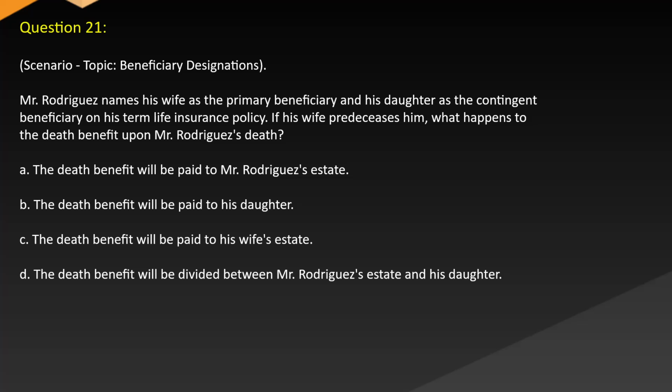Mr. Rodriguez names his wife as the primary beneficiary and his daughter as the contingent beneficiary on his term life insurance policy. If his wife predeceases him, what happens to the death benefit upon Mr. Rodriguez's death? A. The death benefit will be paid to Mr. Rodriguez's estate. B. The death benefit will be paid to his daughter. C. The death benefit will be paid to his wife's estate. D. The death benefit will be divided between Mr. Rodriguez's estate and his daughter.